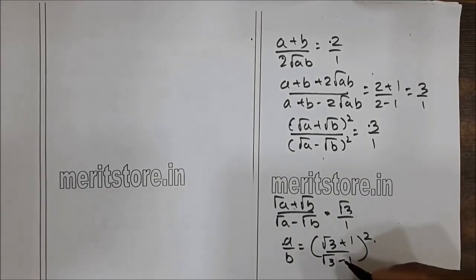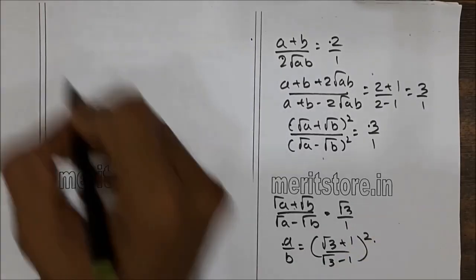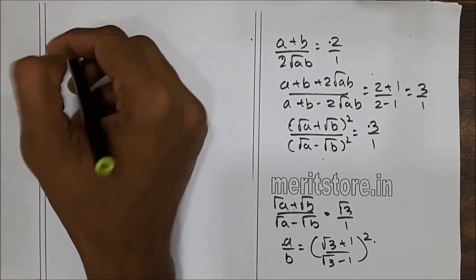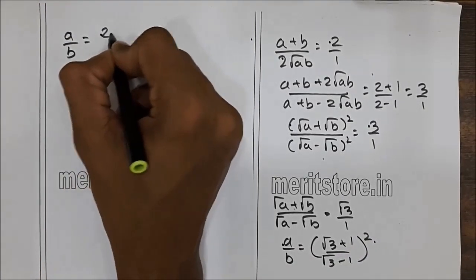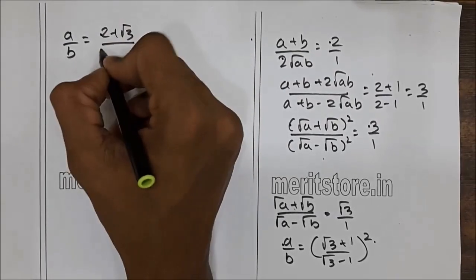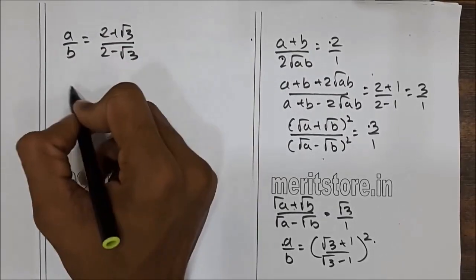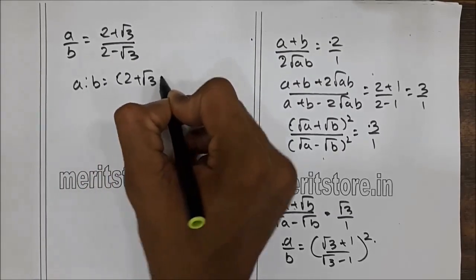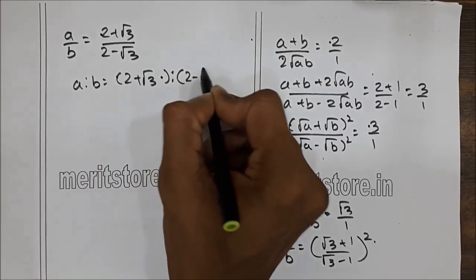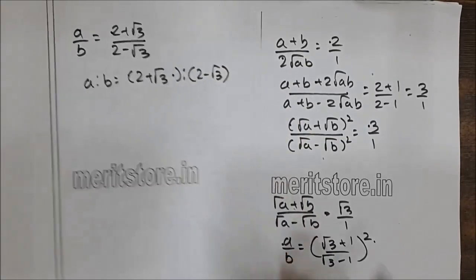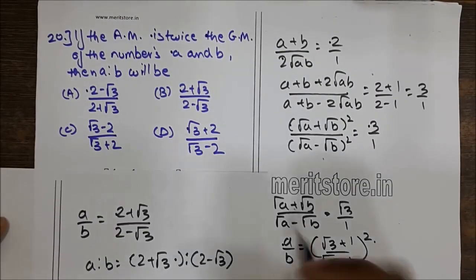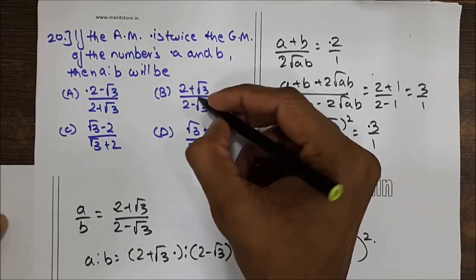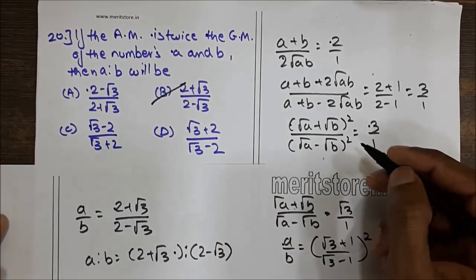But this can be further solved as A upon B equal to (2 plus root 3) upon (2 minus root 3), where we get A is to B equal to 2 plus root 3 is to 2 minus root 3, which is our option B. Therefore option B is the correct answer.